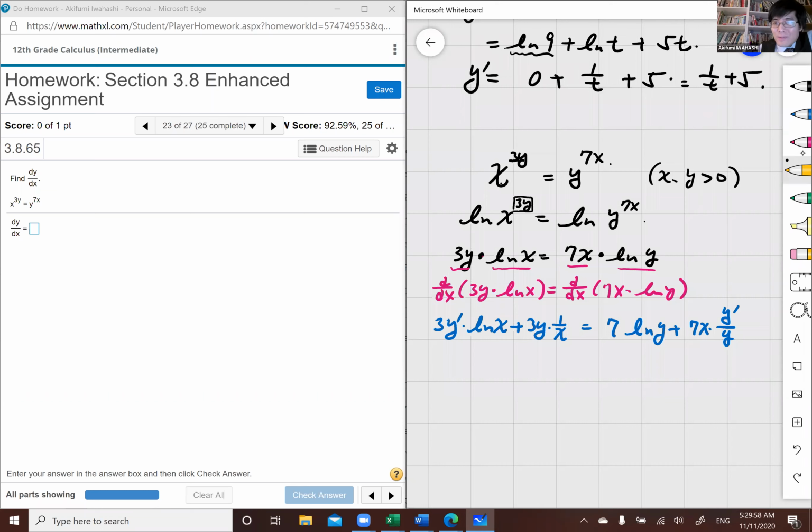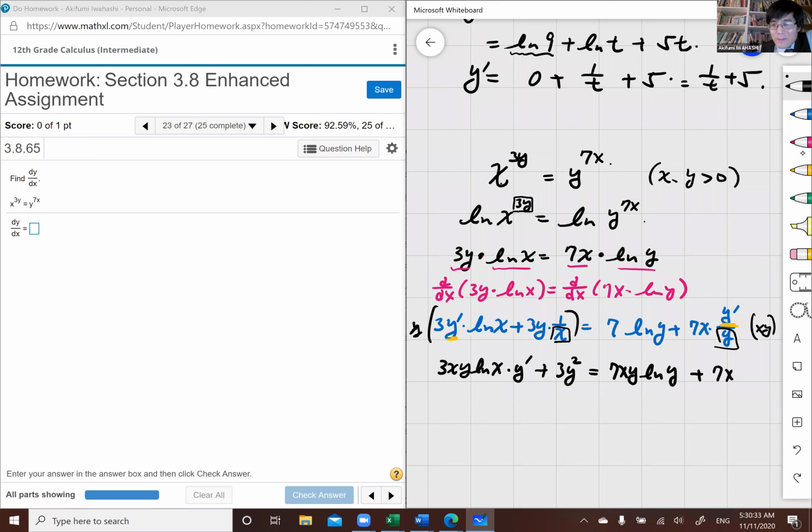Now we want to solve for y dash. But first of all, maybe you don't like fractions. So let's multiply both sides of the expression by xy. Let's multiply everything by xy. So you're going to get 3xy ln x y dash plus 3y squared is equal to 7xy ln y plus 7x squared y dash.